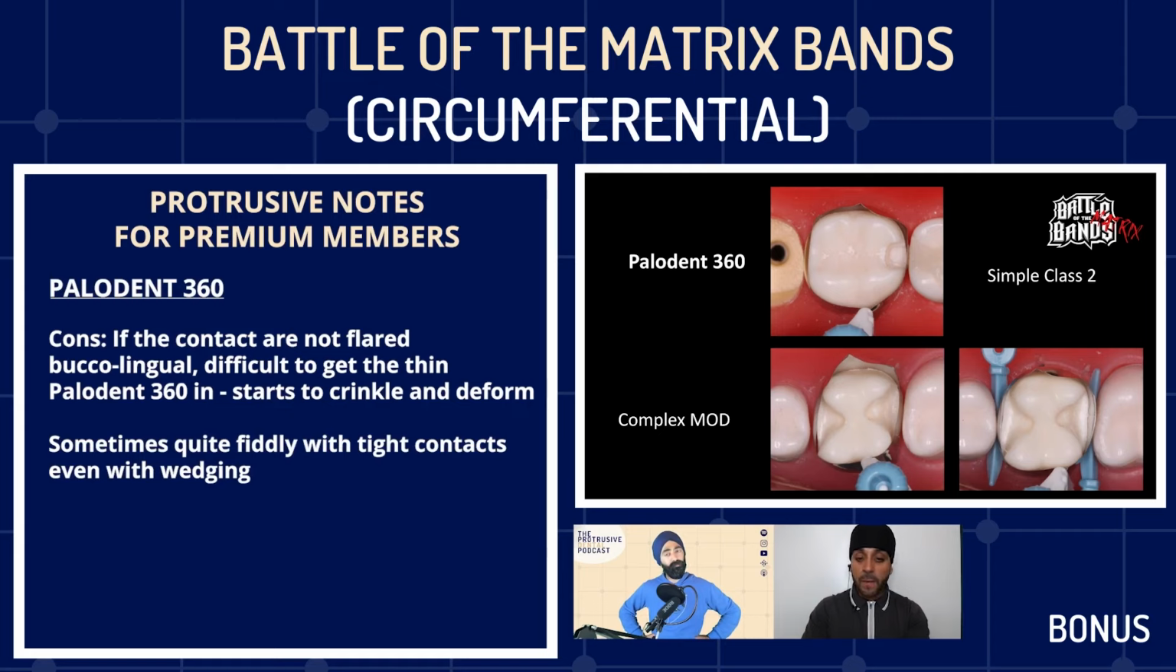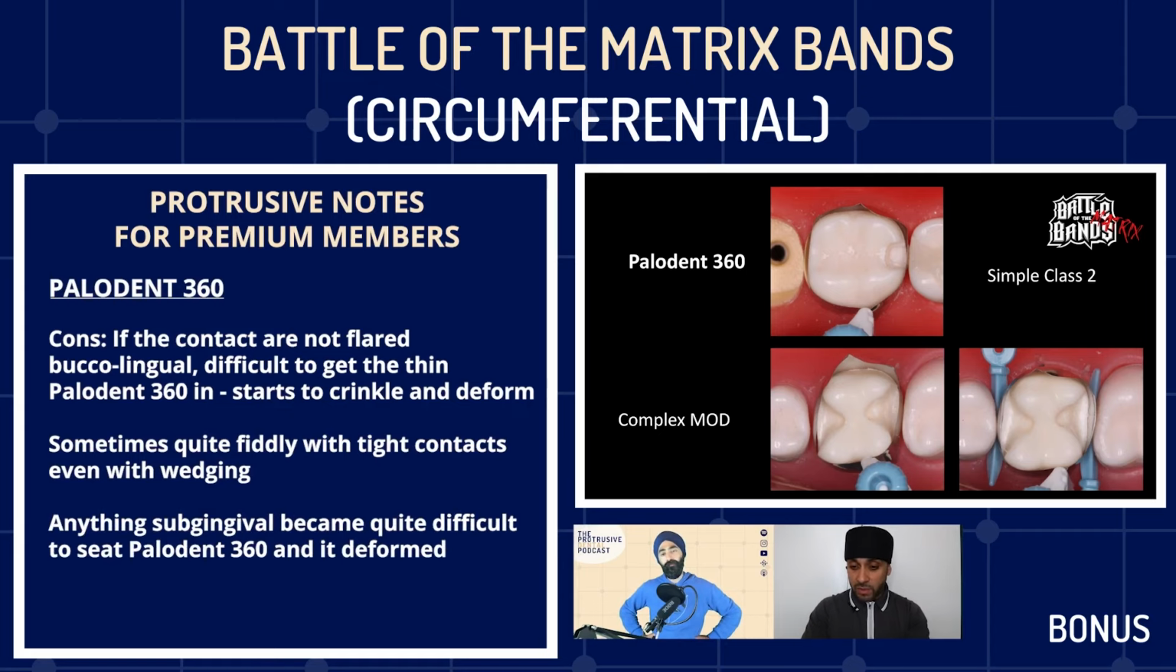Even sometimes with wedging. On top of that, anything subgingival became quite difficult because it's so thin, right? So you're trying to see it lower down, and again, it would just start deforming and crinkling. Even with the wedge, you can see the irregularity at the base of the cavity. So that made it a bit of a problem in my mind. But other than that, I thought it was pretty good.